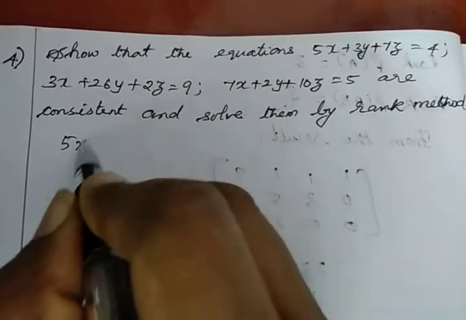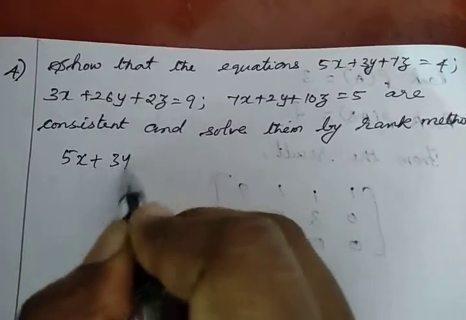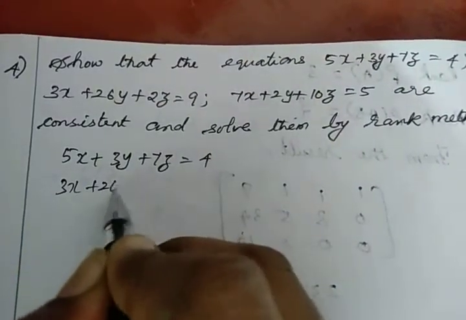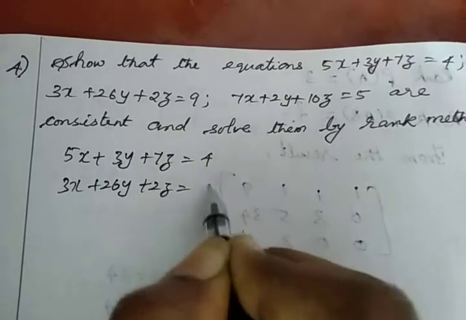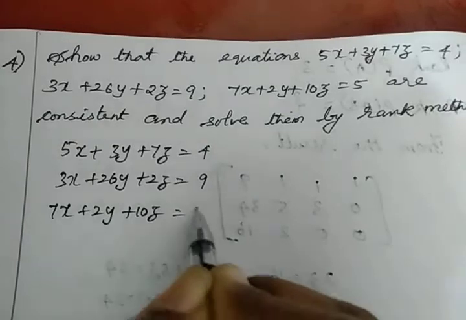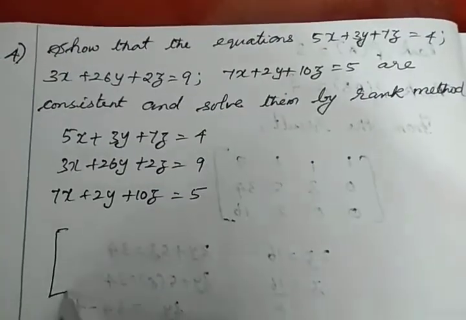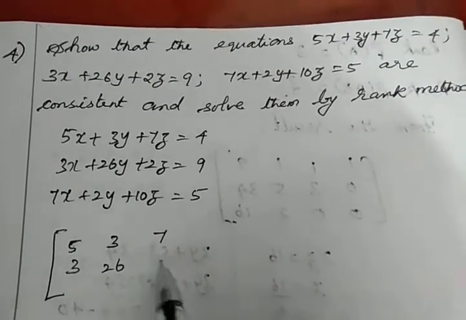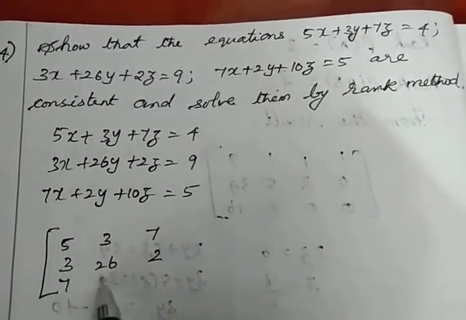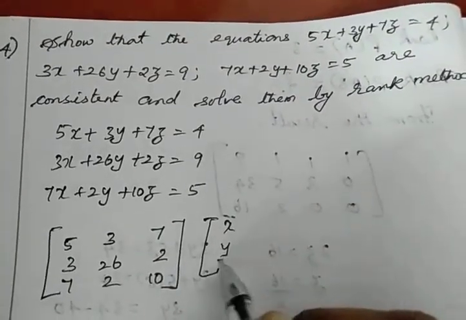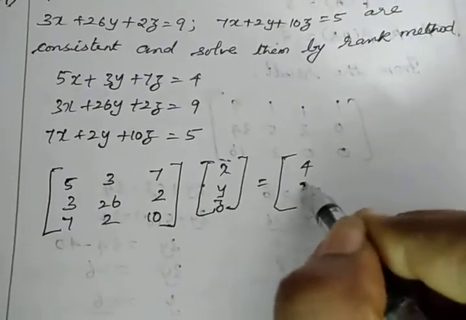I am writing the equations 5x plus 3y plus 7z equals 4, 3x plus 26y plus 2z equals 9, 7x plus 2y plus 10z equals 5. Write it in the matrix format. I'll get 5, 3, 7, 3, 26, 2, 7, 2, 10. The variables are x, y and z equals 4, 9 and 5.